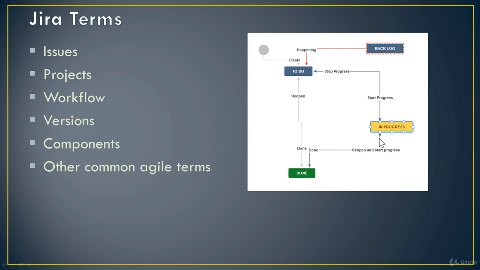So if I'm looking at an issue that is currently in the in progress state, then I would see two buttons. One would be stop progress, which when clicked would take the issue back to the to-do status, and the other would be done, which would take me to the done state. And similarly, if an issue is done, then I could transition through the reopen transition by clicking on the reopen button back to to-do, or I can click on reopen and start progress, which would take the issue back to in progress. So this is what a workflow is, and it is fully customizable in JIRA to fit your needs.